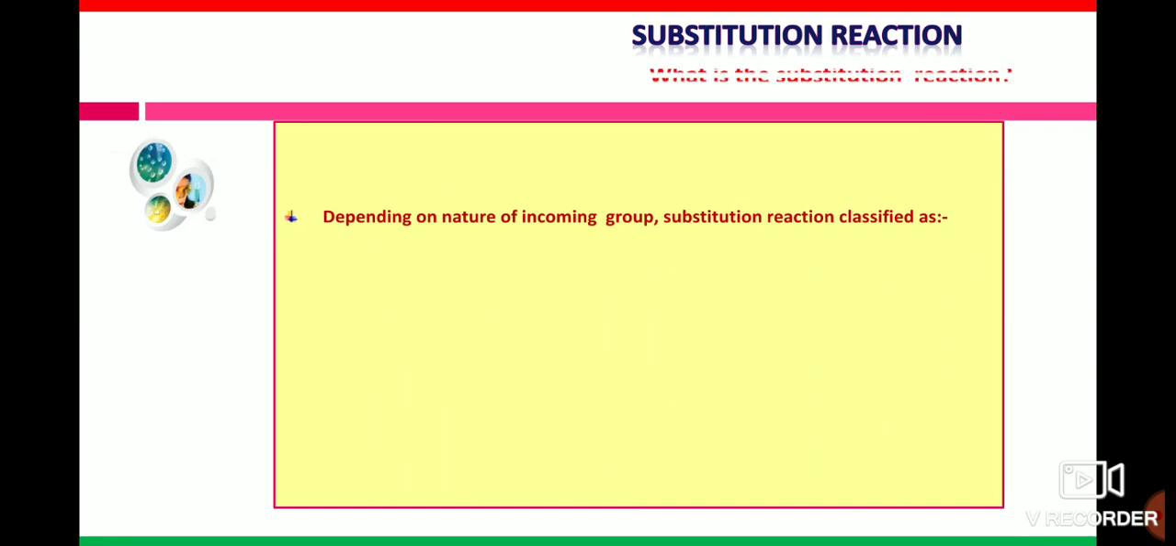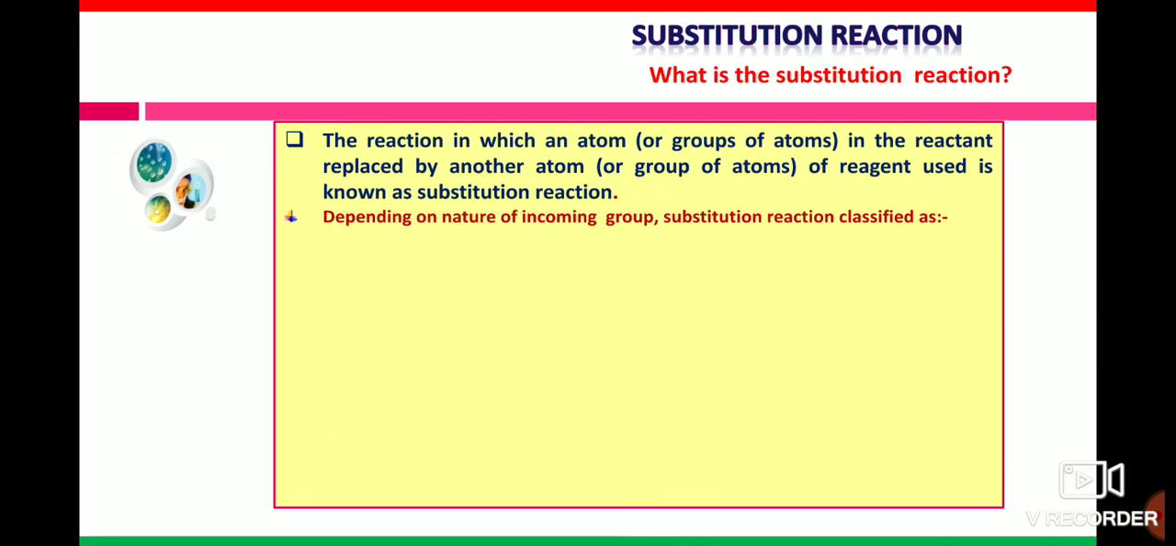What is the substitution reaction? The reaction in which an atom or group of atoms in the reactant is replaced by another atom or group of atoms of the reagent used is known as the substitution reaction. Depending on the nature of the incoming group or the formal charge on the incoming group, substitution reactions are three types.